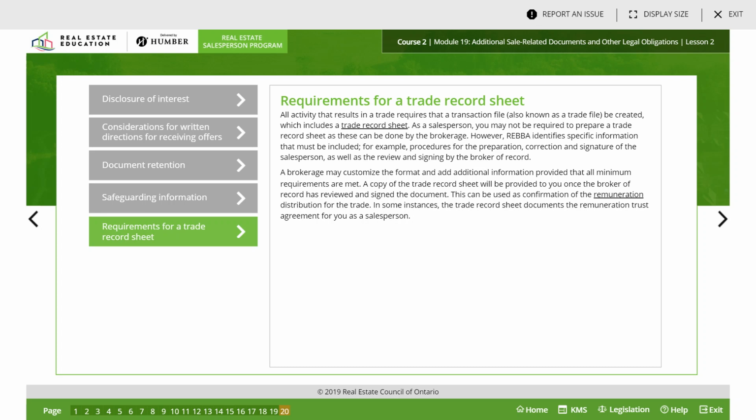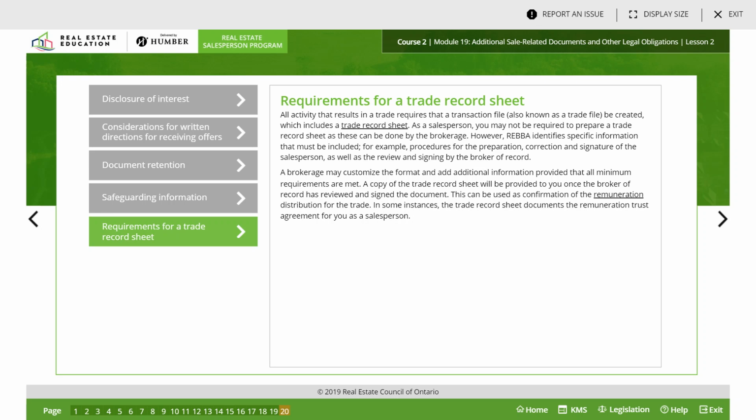Requirements for a trade record sheet. All activity that results in a trade requires that a transaction file, also known as a trade file, be created, which includes a trade record sheet. As a salesperson, you may not be required to prepare a trade record sheet, as these can be done by the brokerage. However, REBA identifies specific information that must be included.